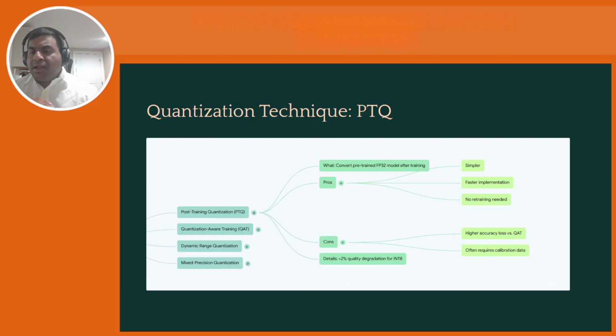It usually requires a small calibration dataset to determine the optimal quantization parameters, to determine which precision works better. PTQ is often the first technique tried due to its ease of implementation, actually.